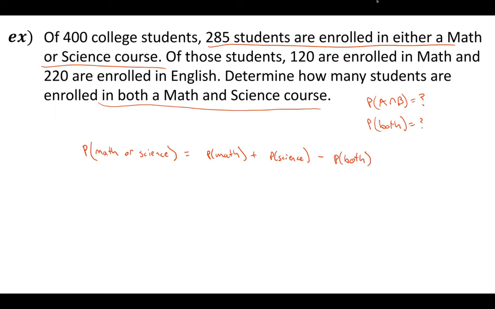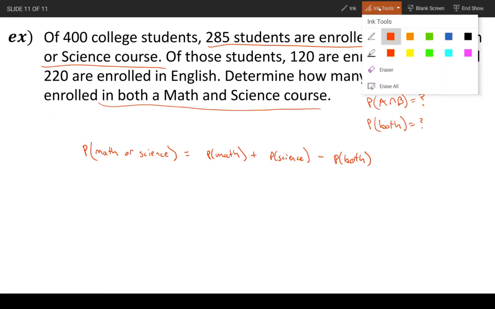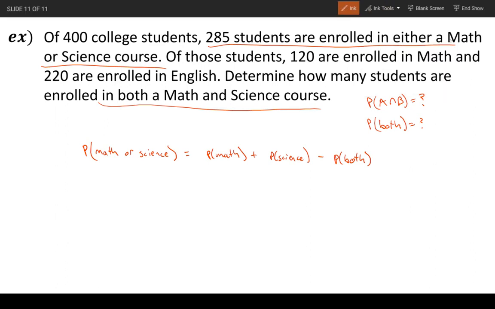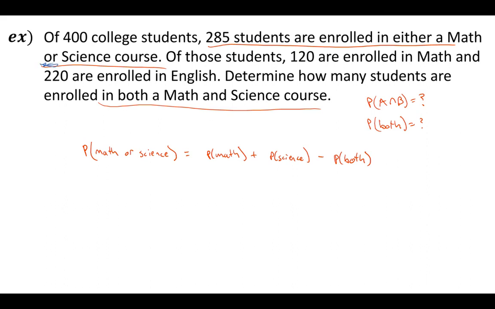So if we just write this out and plug in everything it tells us, we can then figure out how to solve this. It tells us the probability of math or science. That's the first thing there. It says 285. So we would say 285 out of 400 would be the probability of math or science, equals the probability of math, which is 120 out of 400, plus the probability of science, that was 220 out of 400, minus the probability of both. We don't know that, and that is what we're going to try to find.